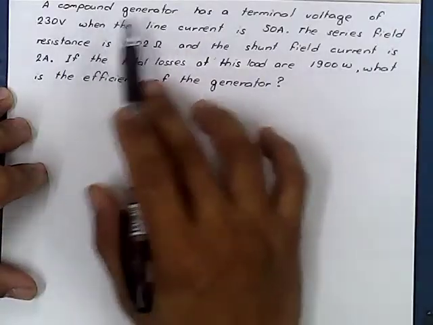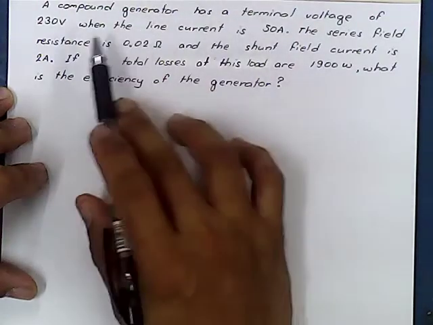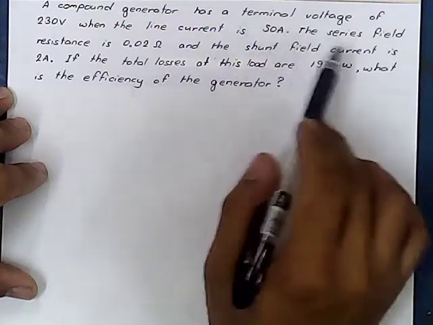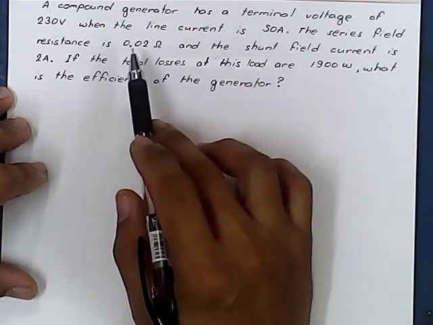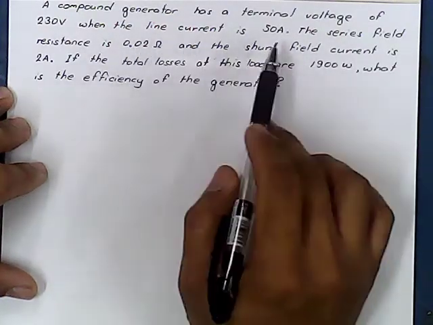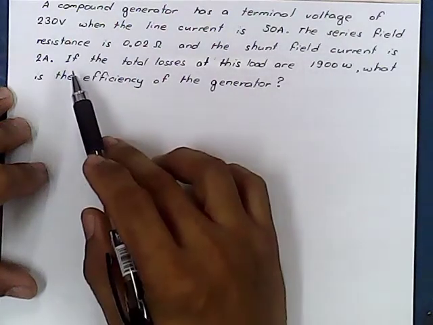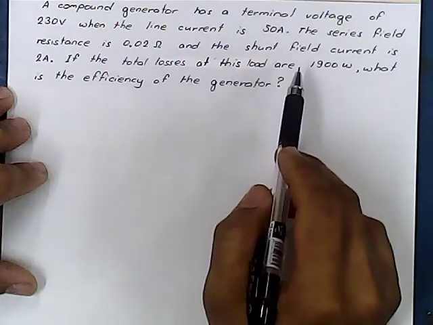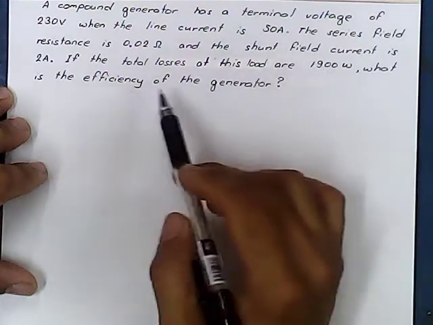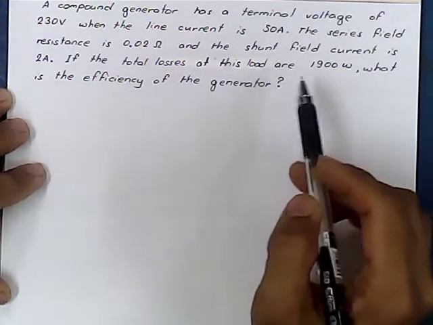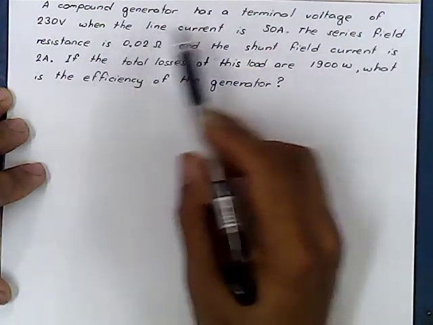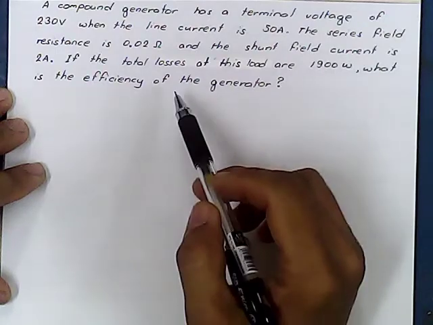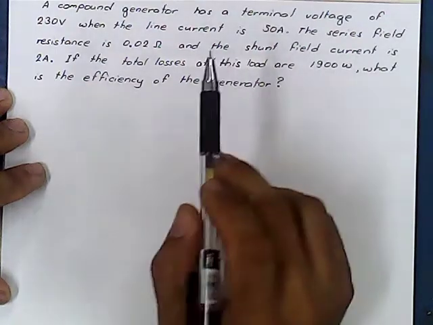Last problem, a compound generator has a terminal voltage of 230 volts when the line current is 50 amperes. The series field resistance is 0.02 ohm and the shunt field current is 2 amperes. If the total losses of this load are 1,900 watts, what is the efficiency of the generator? Kung titignan natin, parang medyo complicated yung problem natin.